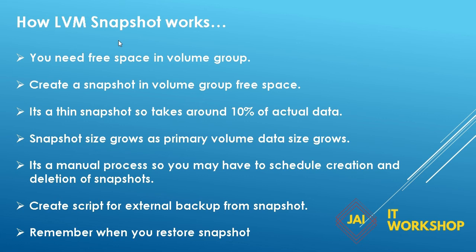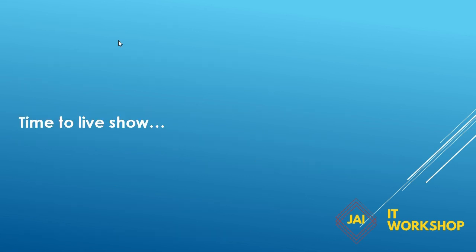There are certain things you should remember when you restore a snapshot. Restoring a snapshot is like merging a snapshot volume into your primary volume. In that case, first you need to unmount the primary volume, and only then will you be able to merge it. After merging, you need to remount the primary volume. This is how it works. Let's see in a live scenario how it works.